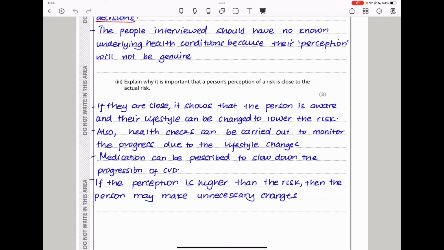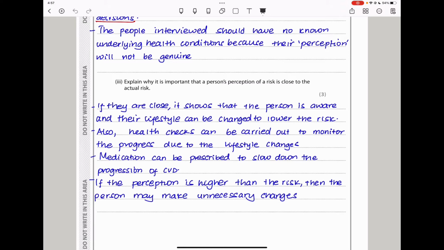This progress is due to the lifestyle changes that they have carried out. We will monitor the progress of the results as these changes are being carried out in order to see if the progression is going down or if it's still increasing. And then if it is, sometimes we can give medication. It can be prescribed to slow down the progression of cardiovascular disease.